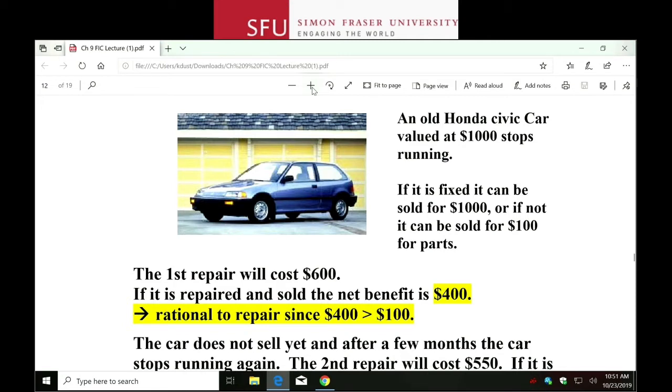But what if you don't do that? What if you just take it to the junkyard now? If you just take it to the junkyard now, how much money will you have lost? 500, that's right. Because the junkyard's going to give you 100, and after investing 600 in it, you're going to have lost 500.